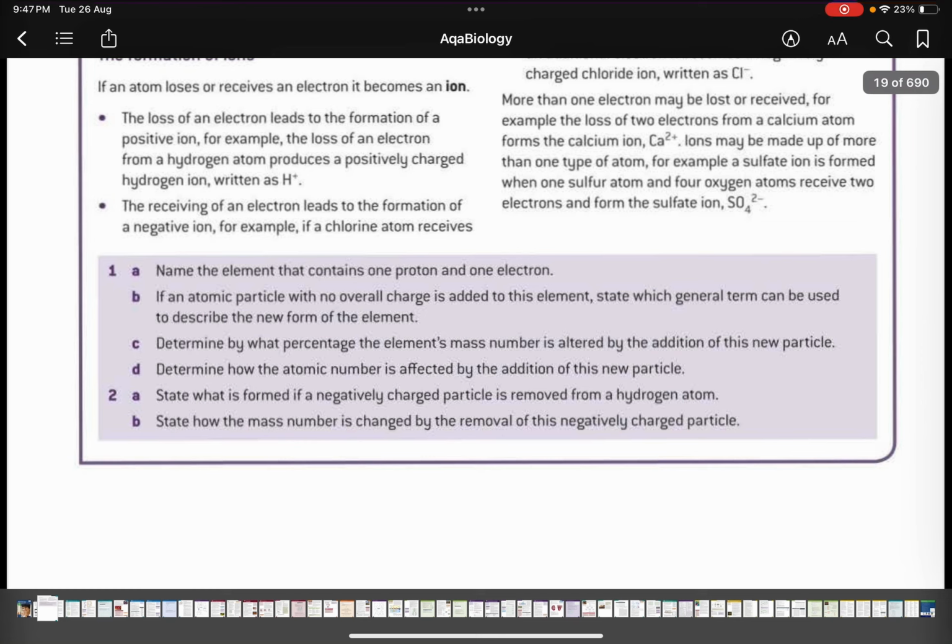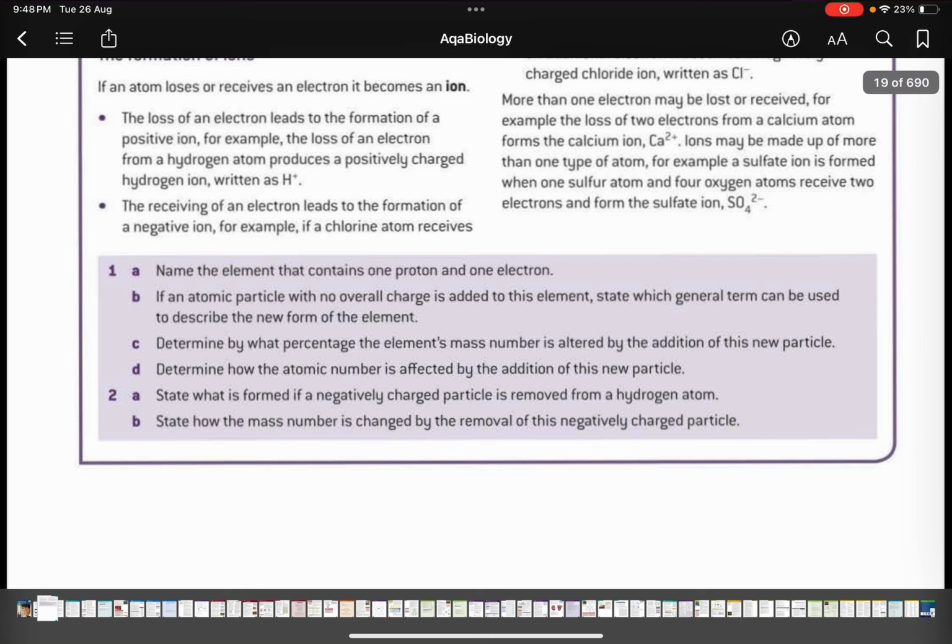It's going to be an isotope because we're adding a neutron, because a neutron is an atomic particle with no overall charge. Determine by what percentage the element's mass number is altered by the addition of this new particle. So we used to have a mass number of 1, and now we're going to have a mass number of 2. So it's going to be altered by, I suppose, 100%.